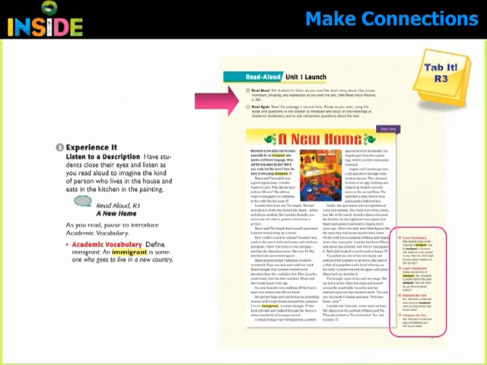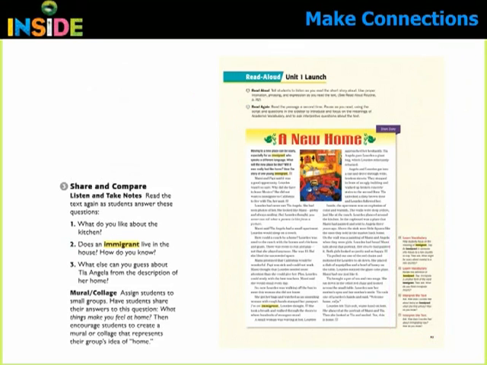Each read aloud provides opportunities to introduce and focus on the meanings of academic vocabulary and to ask interpretive questions about the text. Following the read aloud, students share and compare the connections they've made based on the read aloud and the visual. Now it's time to explore the guiding question for the unit.